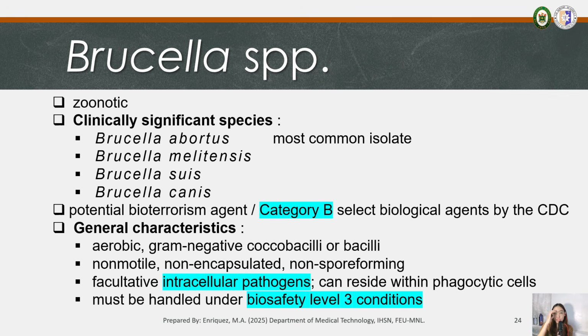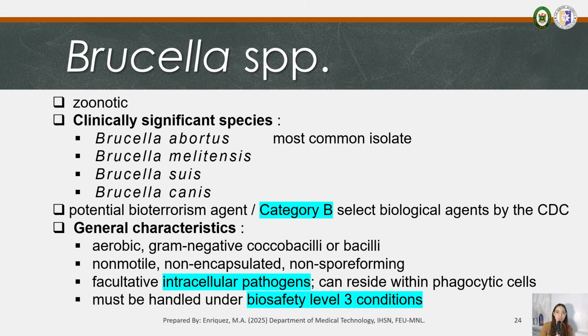Brucella species are zoonotic pathogens, which means that they could cause disease to both animals and humans. And humans are also able to acquire the infection from animals. There are four species commonly associated with human infections: Brucella abortus, melitensis, suis, and canis. Now, out of these four, the most common isolate is Brucella abortus. Now, take note that Brucella is listed as a Category B biological agent by the Centers for Disease Control and Prevention. So, Brucella is seen as a potential bioterrorism weapon.